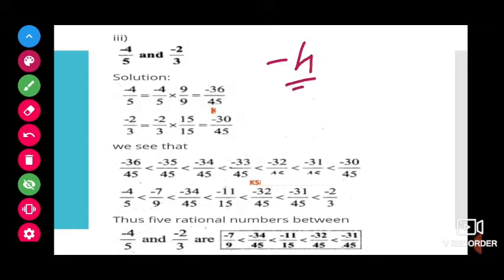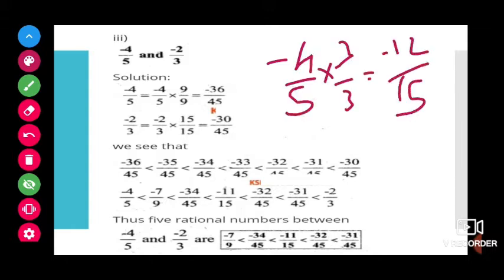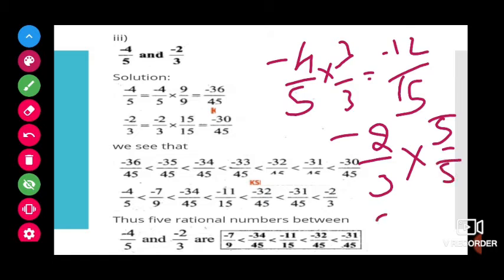See, minus 4 by 5, if you multiply by 3 by 3, we will get minus 12 by 15. Next, minus 2 by 3, if we multiply with 5 by 5, then we will get minus 10 by 15. So here we will get minus 12 by 15, minus 10 by 15. Now we got the same denominators. Now we have to insert 5 rational numbers. After getting this, multiply both the fractions by a single number.